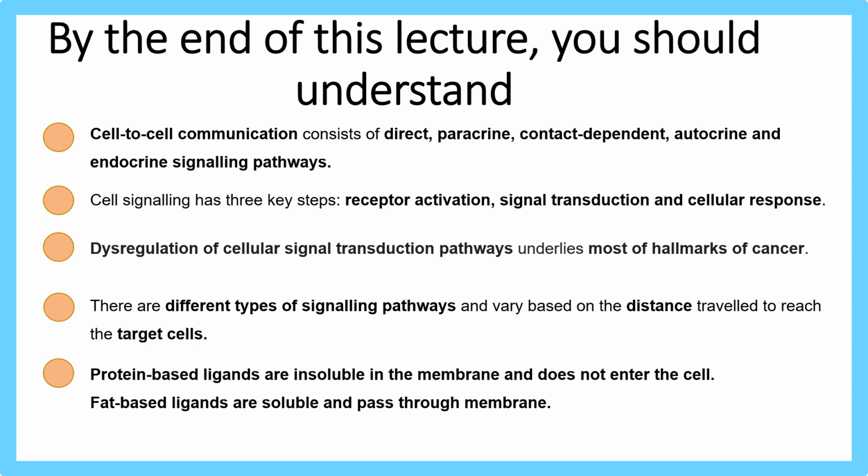By the end of this lecture, you should understand that cell-to-cell communication consists of direct, paracrine, contact-dependent, autocrine, and endocrine signaling pathways. Cell signaling consists of 3 steps: receptor activation, signal transduction, and cellular response. Dysregulation of cellular signal transduction pathways underlies most of the hallmarks of cancer. There are different types of signaling pathways and they vary based on the distance traveled to reach the target cell. Protein-based ligands are insoluble in the membrane and do not enter the cell. Fat-based ligands are soluble and pass through the membrane.